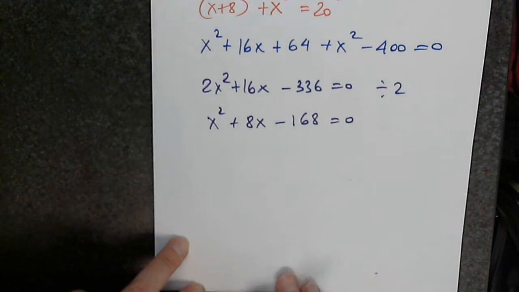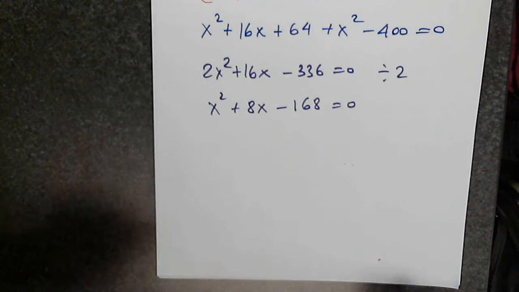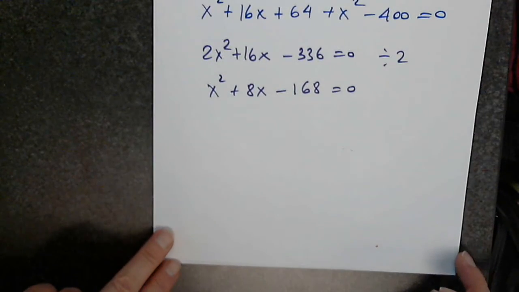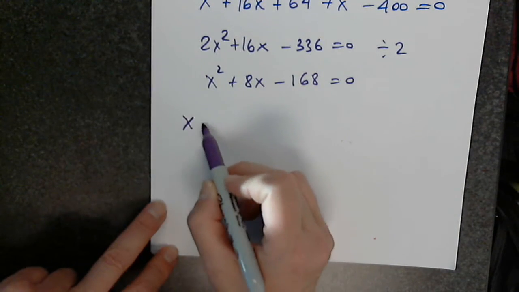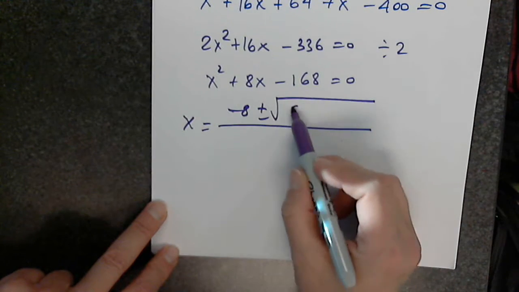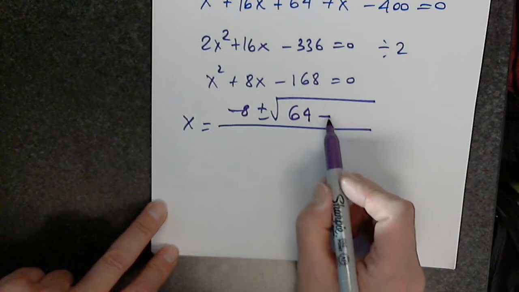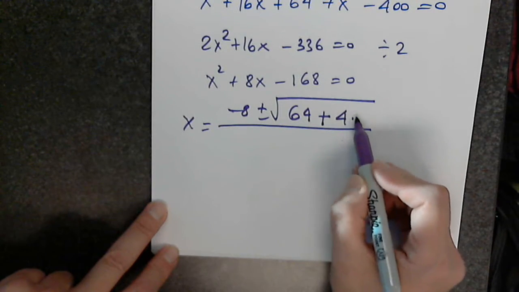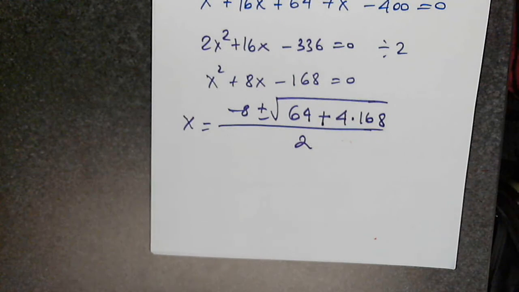168. And no, I will not factor, of course. I have a method that always works. And it's not that difficult. Which one? Very good. Negative b plus or minus the square root of b squared minus 4ac. Since c is negative, I'm changing this into positive. 4 times 168 divided by 2 times a. So please calculate and give me the answer.